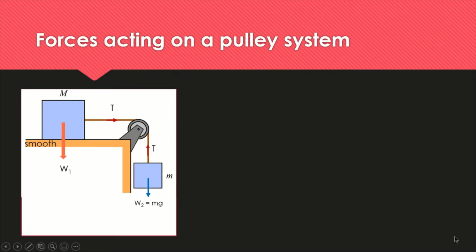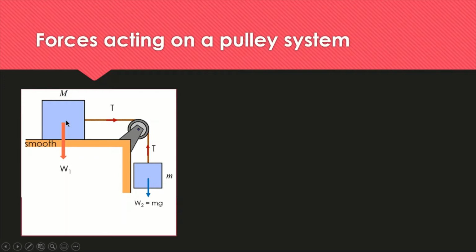Okay, now the second case is the pulley is held on the edge of a table and the rope is holding up two loads. One is hanging freely, the other one is placed on the table. Let's say the table is smooth. So what are the forces acting on this system?